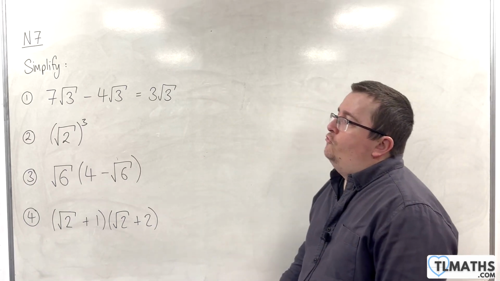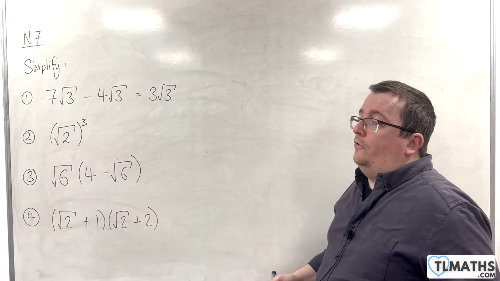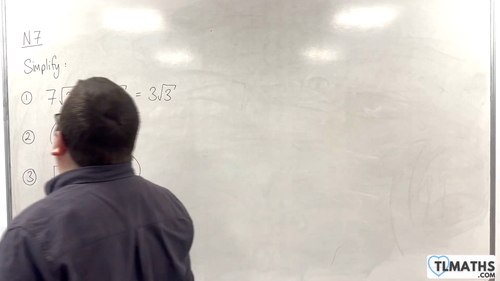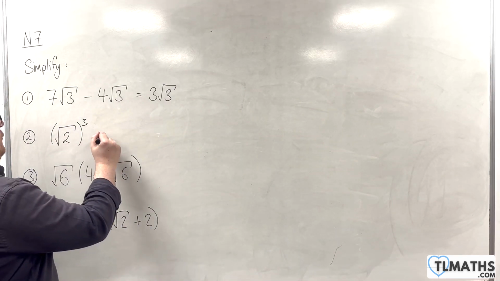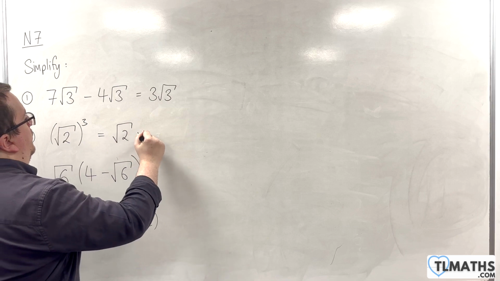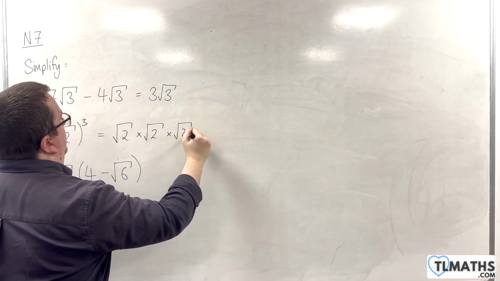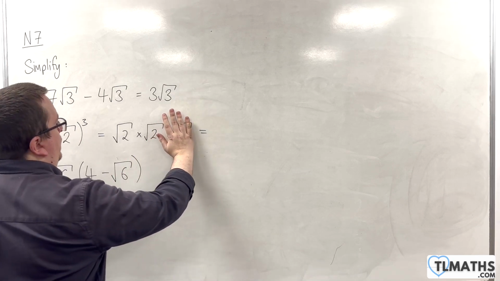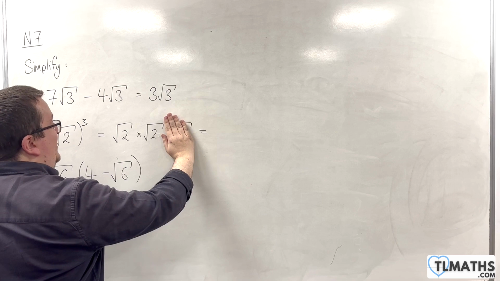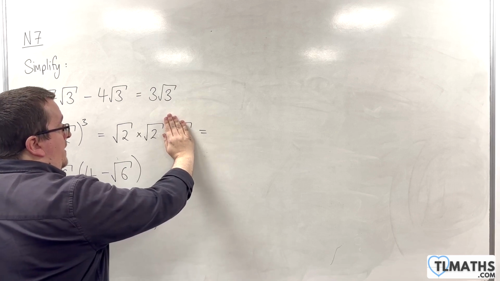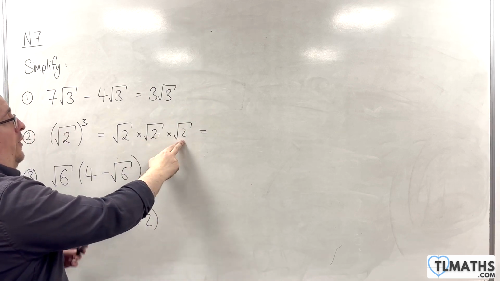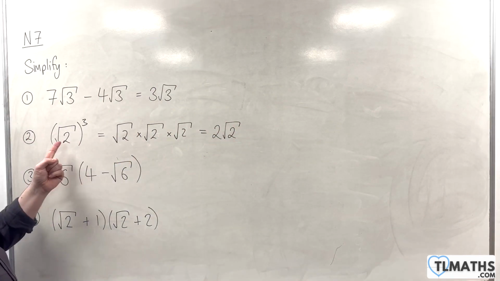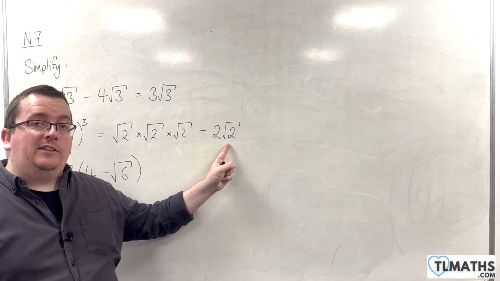Now for the second one here we've got root 2 cubed. Now we know what root 2 squared simplifies to because that's 2. But what does root 2 cubed simplify to? So let's first of all write that as root 2 times by root 2 times by root 2. Now if I cover up one of those root 2's, root 2 times root 2 we know is 2 because that's root 2 squared. So we've got 2 times root 2, which we can write as 2 root 2. So root 2 cubed is the same as 2 root 2.